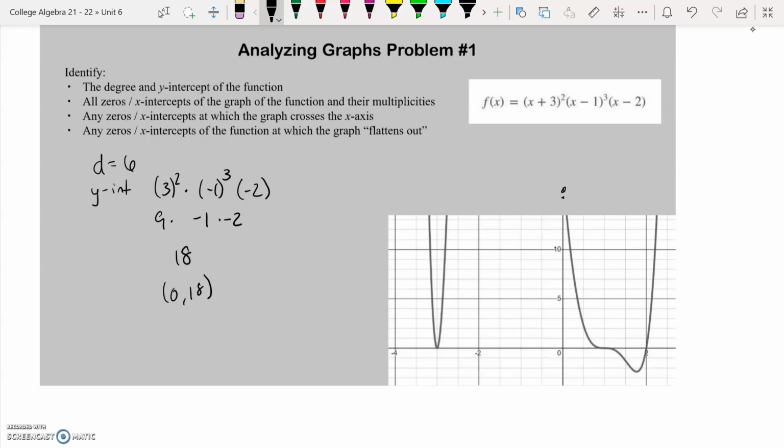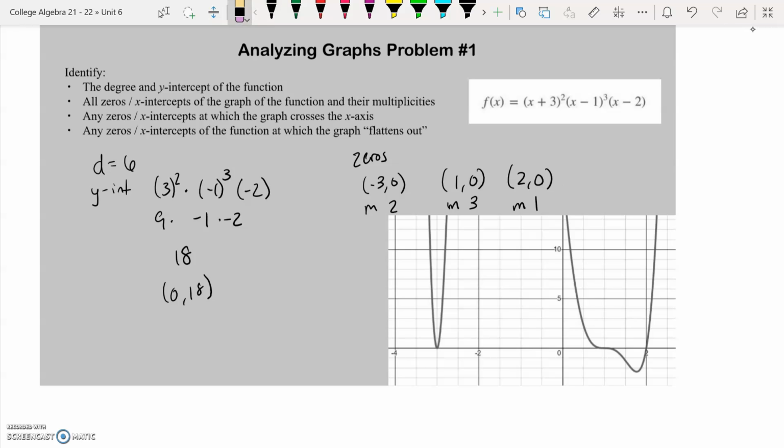Okay, the zeros, x-intercepts, the zeros would be -3, 0, 1, 0, and 2, 0. So then the multiplicity, this one has a multiplicity of 2, this one has a multiplicity of 3, this one has a multiplicity of 1.